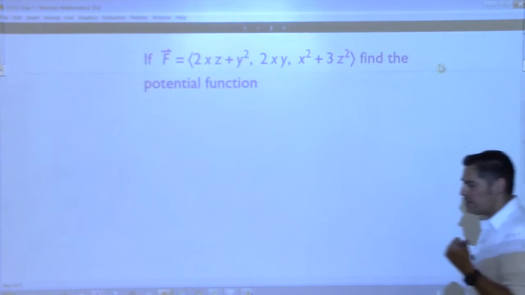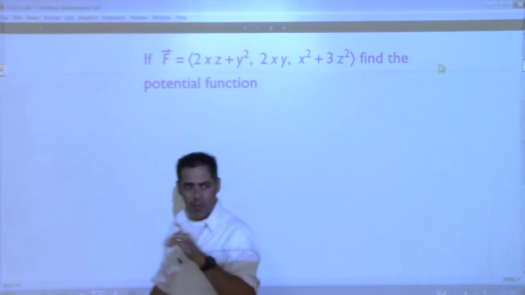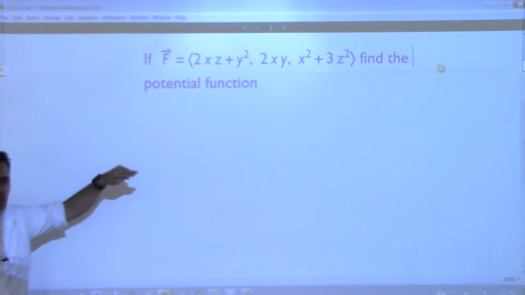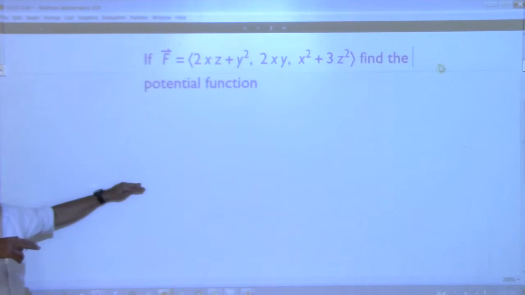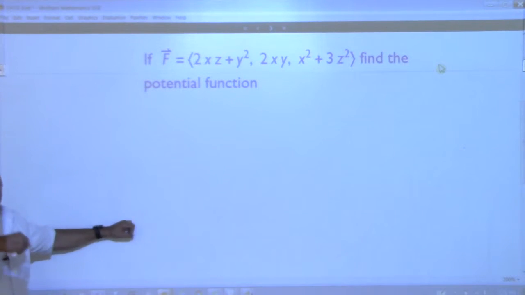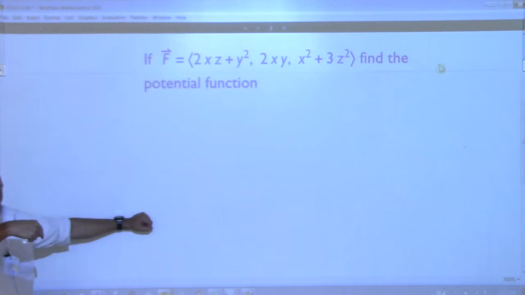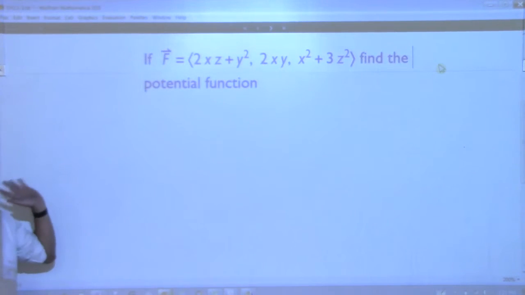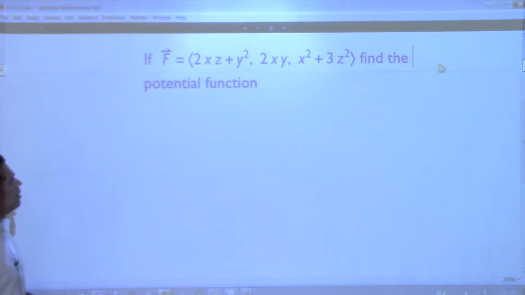Do you remember last class, I gave you an example of one that was not conservative, and we went and tried to find the potential function? We got a contradiction. We said our function h can only be a function of y, but then at the end we said that h had to have x in it also. So yeah, there was a problem there. All right, here we go.